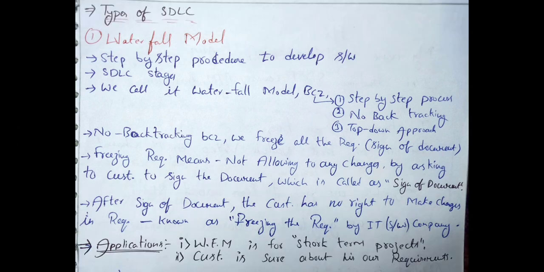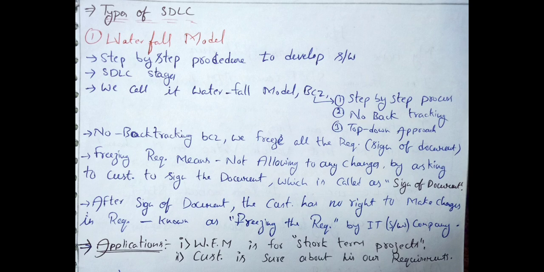Waterfall model is a step-by-step procedure to develop the software according to the customer requirements specification, and SDLC stages are common stages involved in every SDLC model. We call this model the waterfall model because it is a step-by-step process. There is no backtracking and it is a top-to-down approach. Step-by-step process means when we develop software, we cannot go for the second step without development of the first step. After completion of the first step only we go for the second step, then the third, then the fourth, and like that this process goes on.